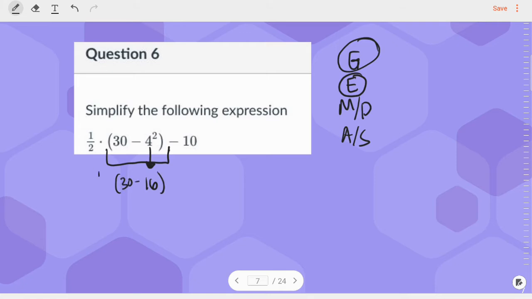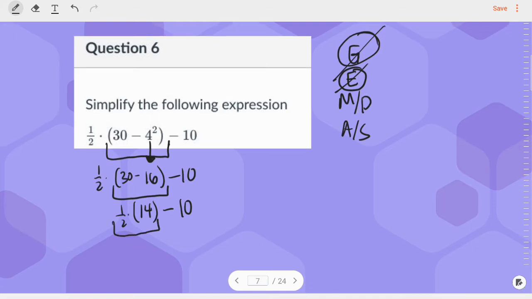30 minus 16. 1/2 times minus 10. Continuing to work inside my grouping symbols. I can do that subtraction now. What is 30 minus 16? It is 14. Bringing down my parentheses, bringing down my 1/2 times, bringing down my minus 10. Okay, no more grouping symbols, no more exponents. I'm going to work with multiplication and division. I do have multiplication going on right here, so I'm going to do that. 1/2 times 14 is 7. I'm going to bring down my minus 10.